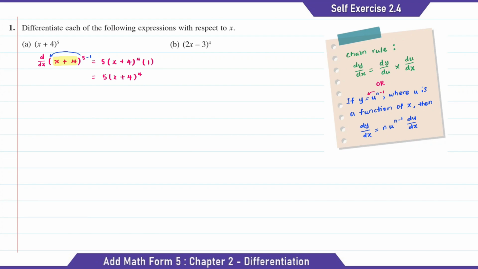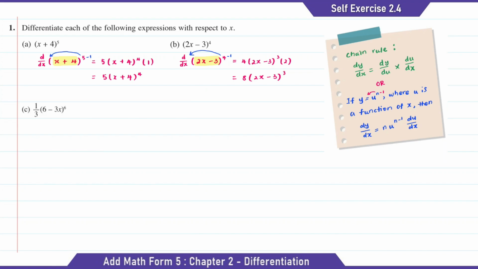Question B, (2x - 3)^4. So using the same method as question A, bring the 4 to the front, 4(2x - 3)^3. Then differentiate the terms in the bracket, which is going to be 2. Multiply the 4 and 2, we're going to get 8(2x - 3)^3.